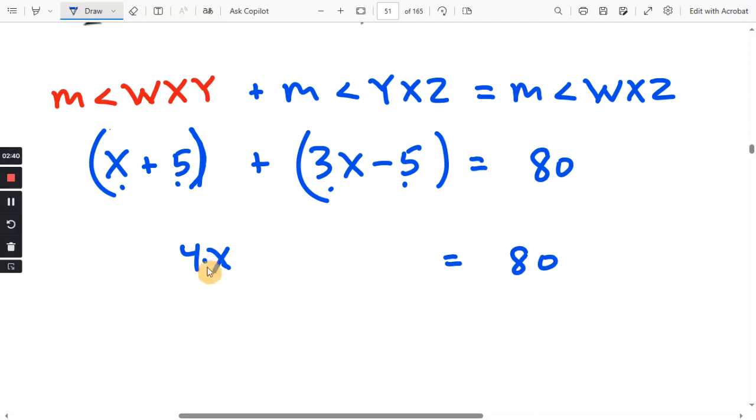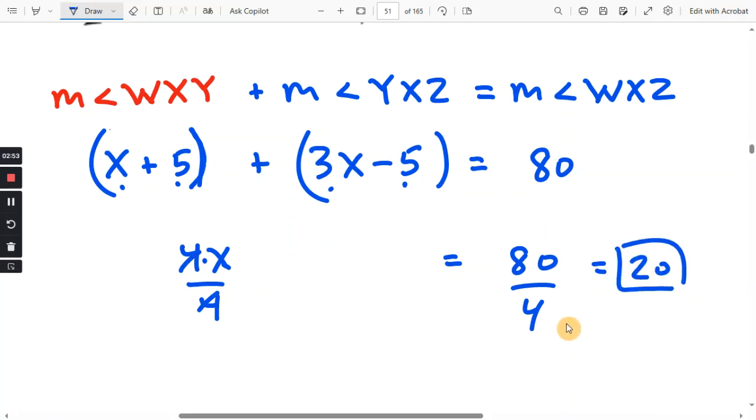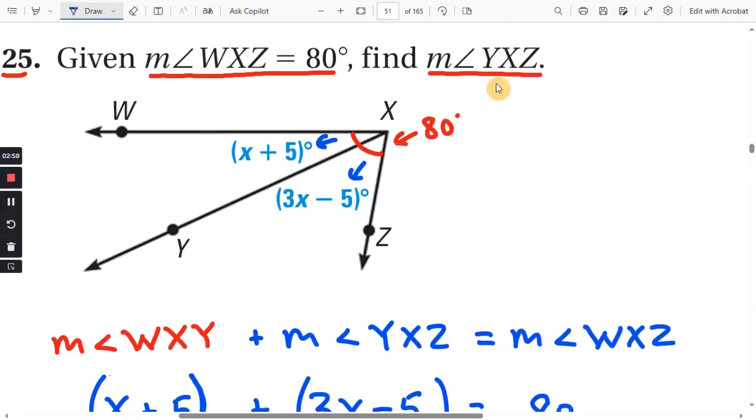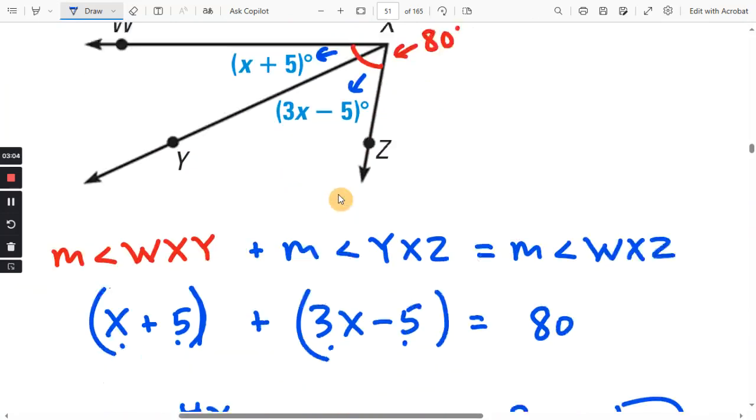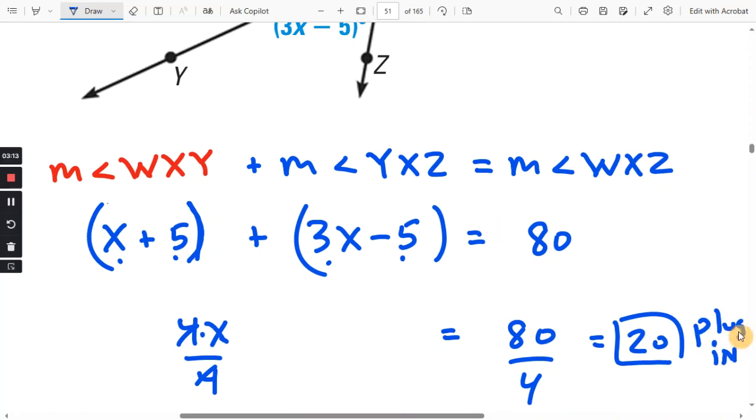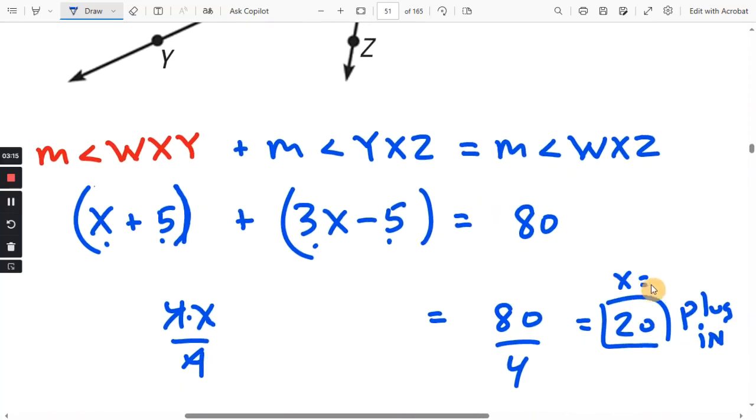Solving for x, the opposite of x times 4 is divided by 4. You want to do that to both sides. The 4's cancel. And 80 divided by 4 is just 20. Now, unfortunately, they asked us to find YXZ. So YXZ is this one right here. You want to take that x value and plug it in. All right, so since x equals 20, you want to take that and plug it in.